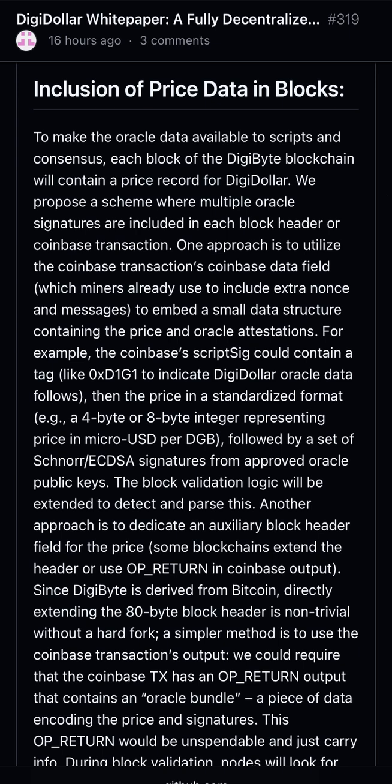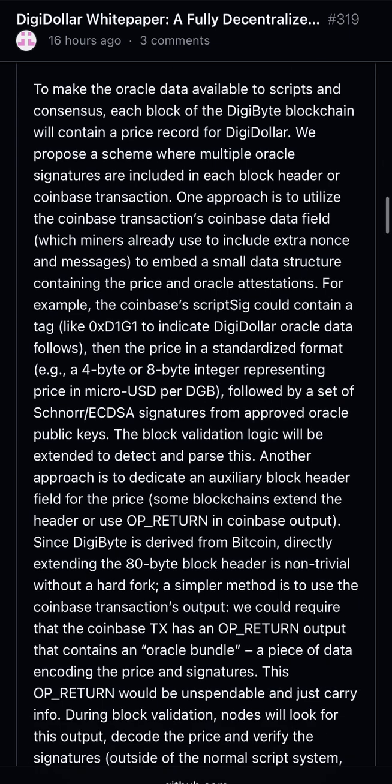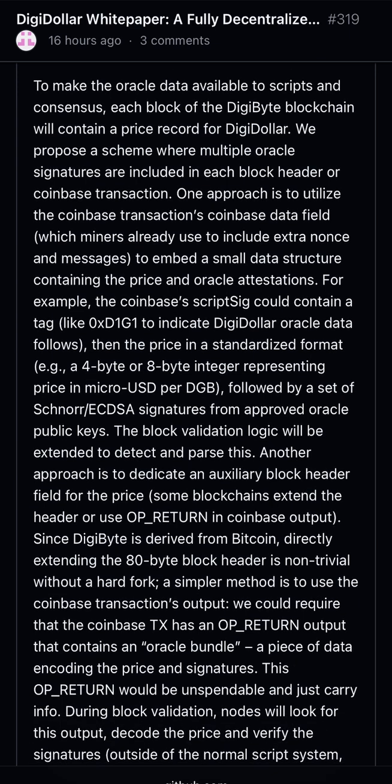To make the oracle data available to scripts and consensus, each block of the DigiByte blockchain will contain a price record for DigiDollar. We propose a scheme where multiple oracle signatures are included in each block header or Coinbase transaction. One approach is to utilize the Coinbase transaction's Coinbase data field, which miners already use to include extra nonce and messages, to embed a small data structure containing the price and oracle attestations.